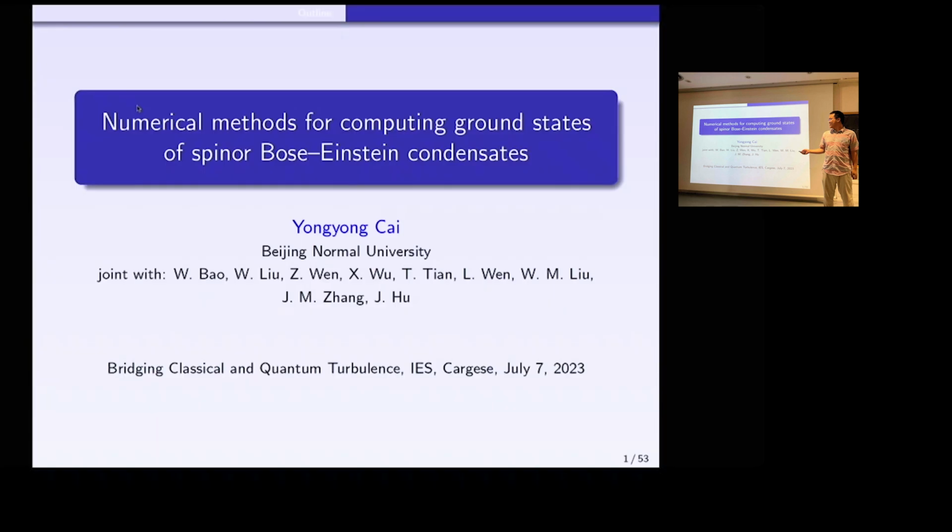So today I'm going to talk about numerical methods for ground states of spinor BECs. I noticed that the talks were basically on the single GP, the scalar case, so no spinor yet. I hope that in the future you will consider doing these spinor superfluids.